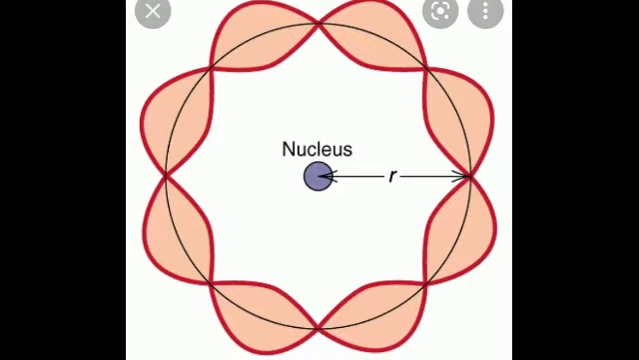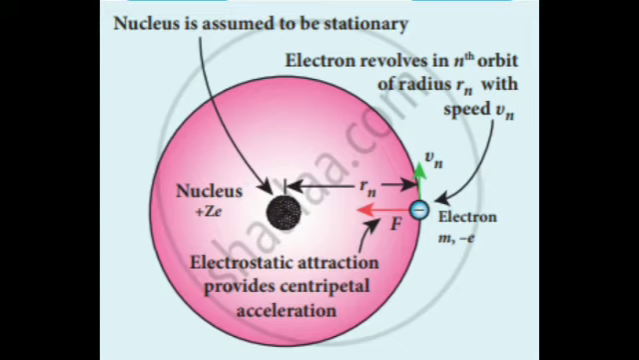According to quantum mechanics, particles like electrons have dual nature. The standing wave pattern of the de Broglie wave is associated with the orbiting electron in a stable orbit. The next topic: radius of the orbit of the electron and velocity of the electron.